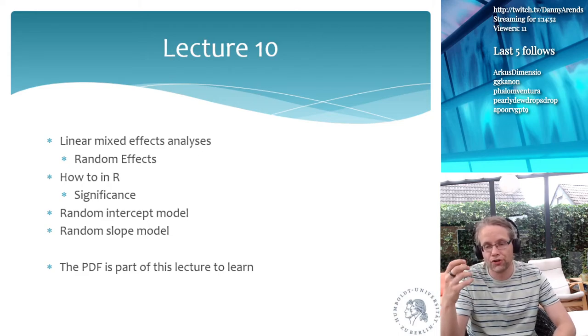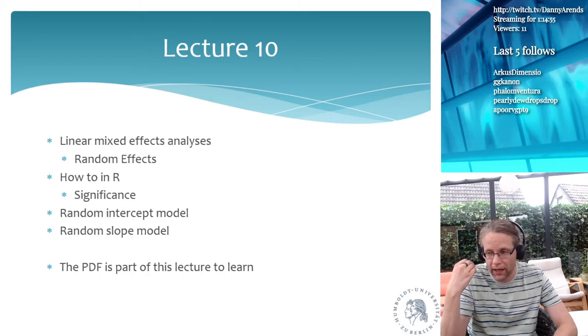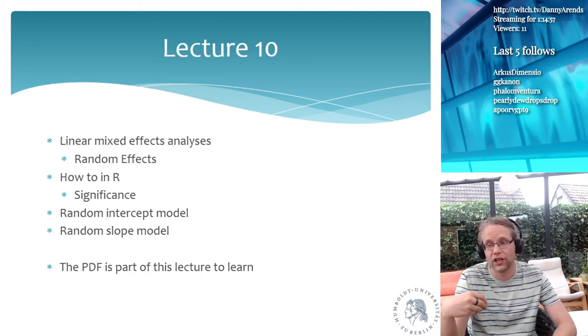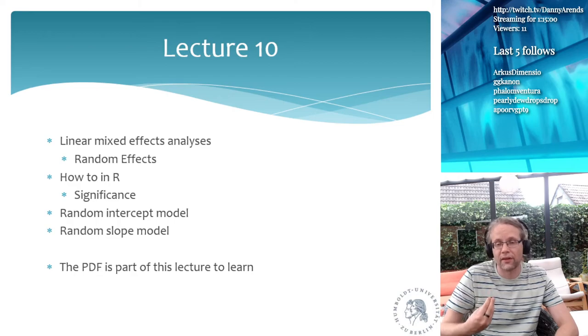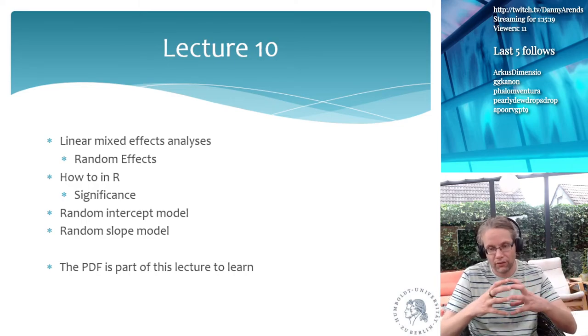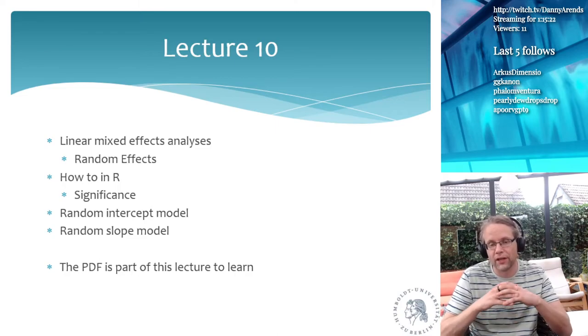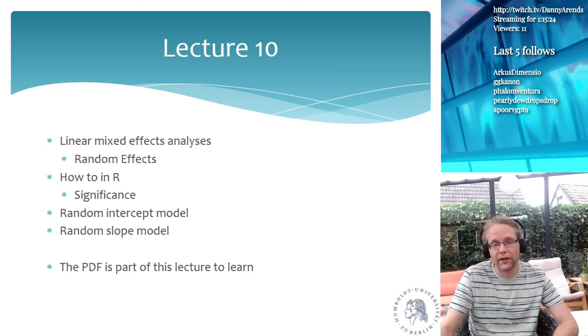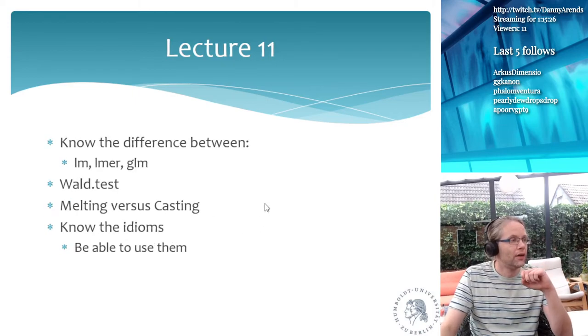So know how these models are written down, know what the idea behind a mixed effect analysis is, and know that the mixed effect analysis is there to tell the model that, no, I don't have 1,000 independent measurements. I only have 200 independent data points, which are measured 5 times, right? And in the end, I still have 1,000 measurements, but there is a grouping. So 5 measurements belong to a single individual. And of course, be aware that the PDF is part of this lecture.